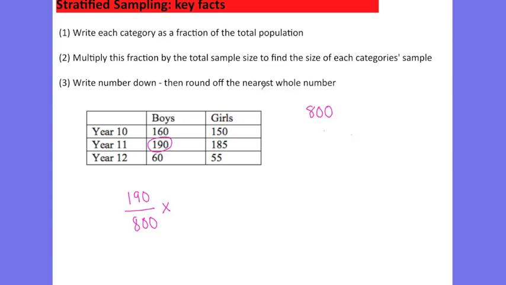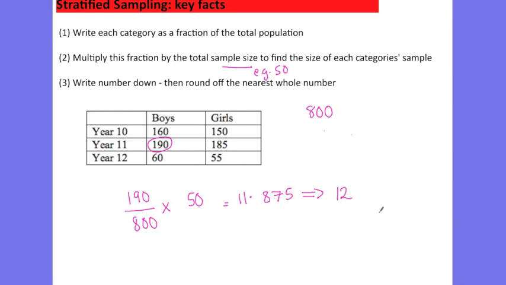Now you will be told what the sample size is. Maybe 50, 20, 100. Okay, so the sample size here, we must multiply. So for example, if the sample size was 50, we would multiply our fraction by 50. And we would get the answer using our calculator of 11.875. Obviously, we can't select to be in our sample 11.8 of a boy, so we must round to the nearest integer, the nearest whole number.